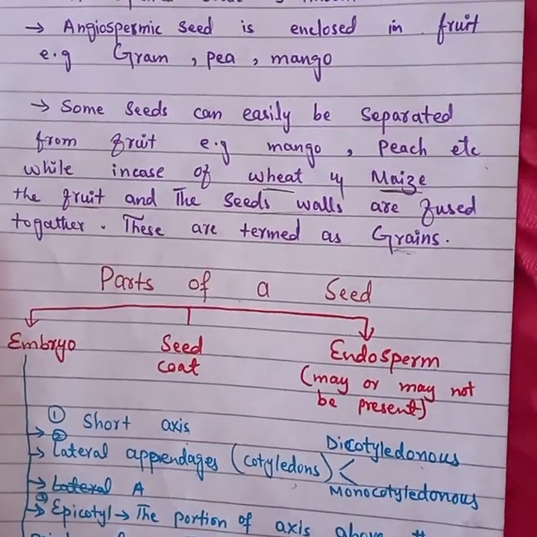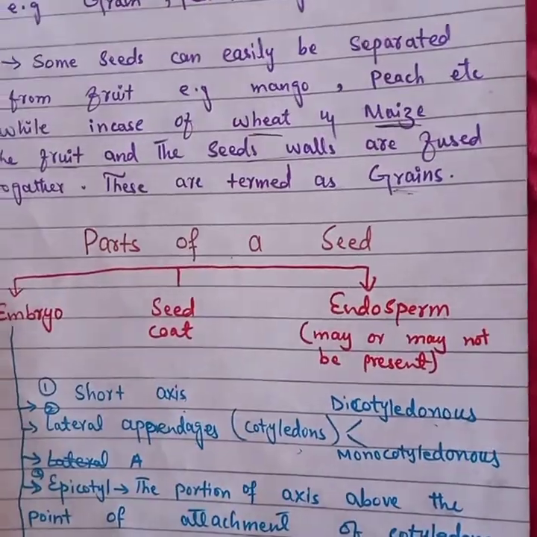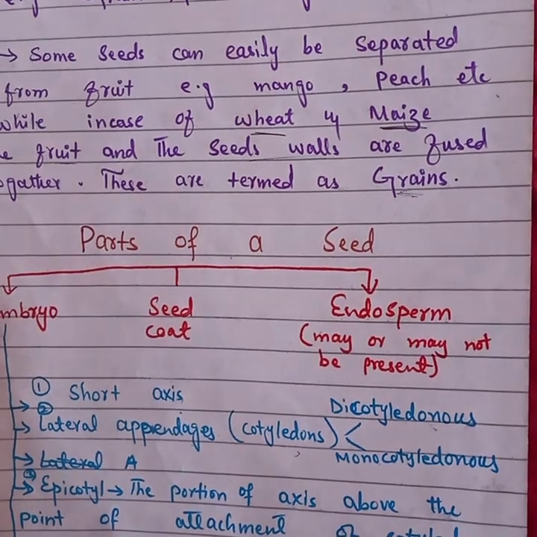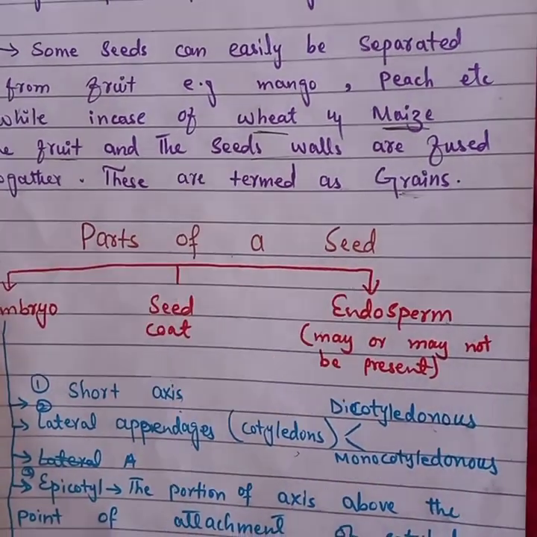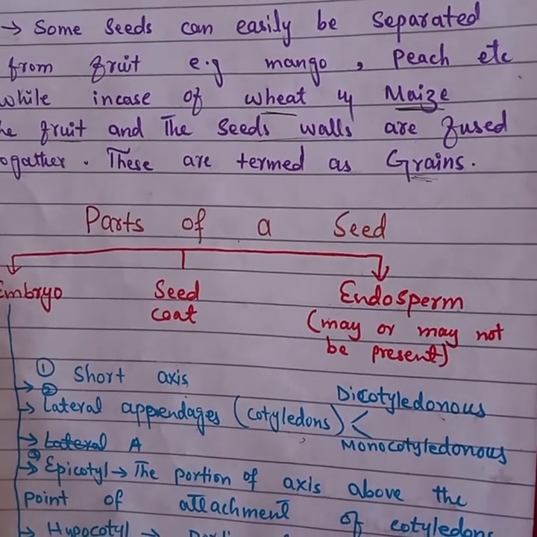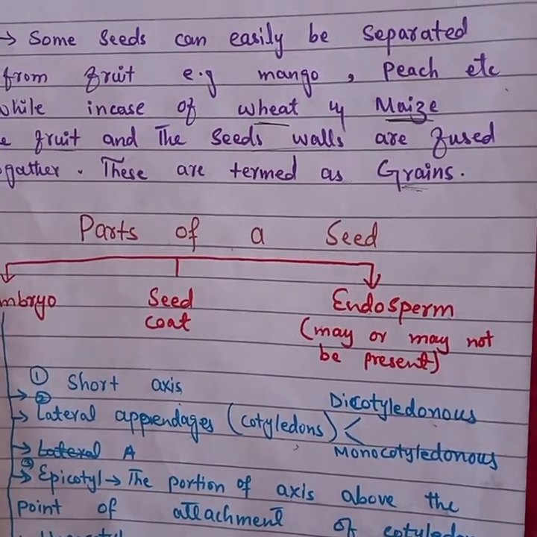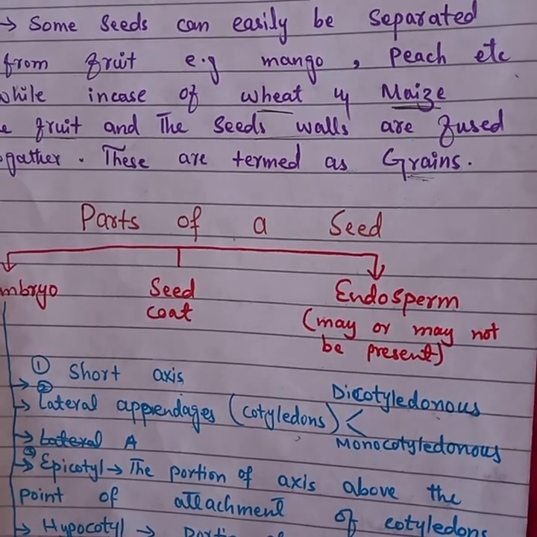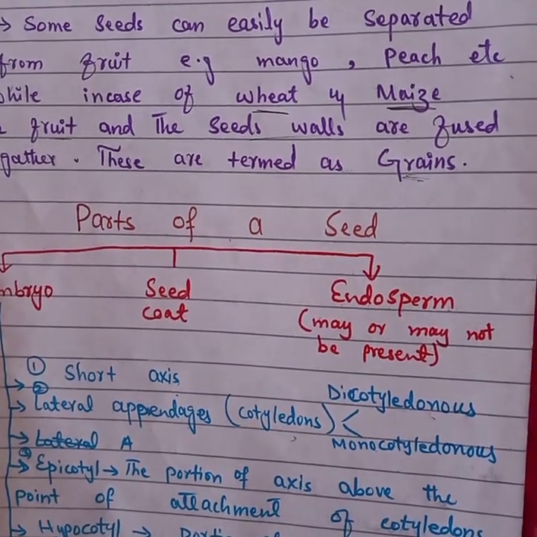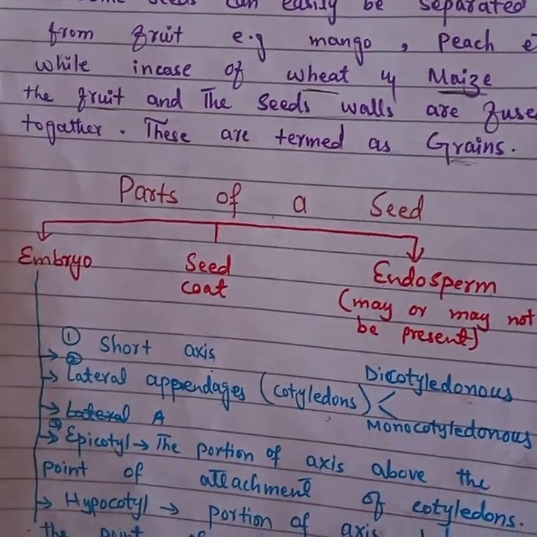And then a seed also has endosperm, and endosperm is basically a nutritive layer which will provide nutrition to the baby plant. But there are some seeds which may not have any kind of endosperm, and they will be called non-endospermic seeds. But in case the endosperm is present, then we will call it an endospermic seed.